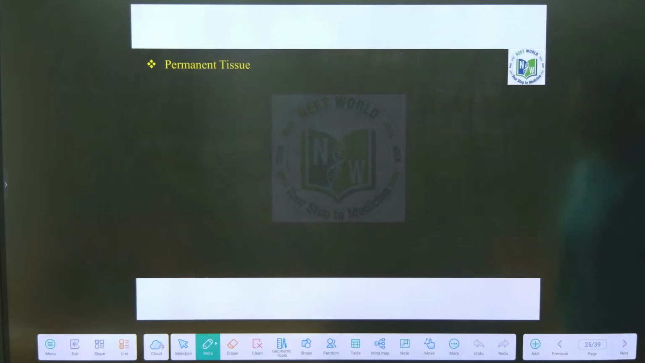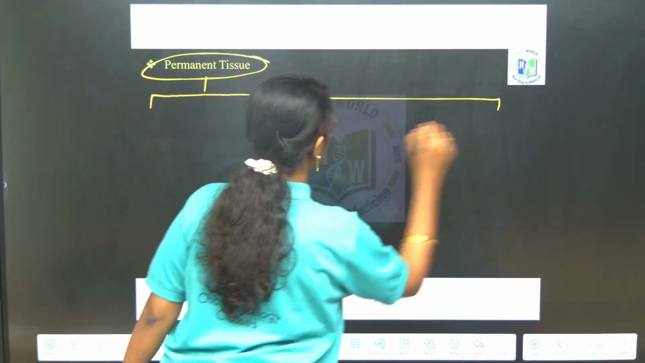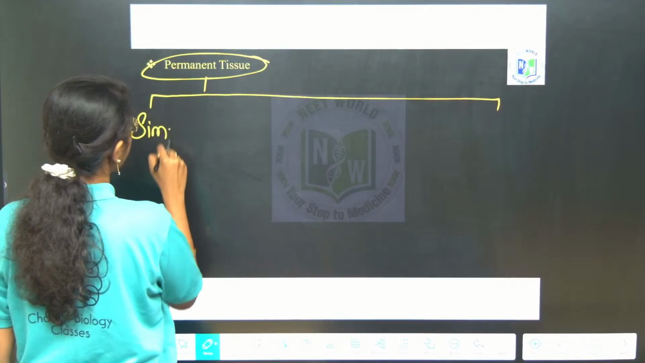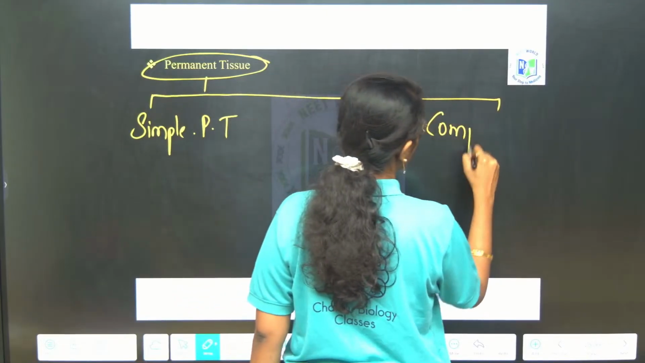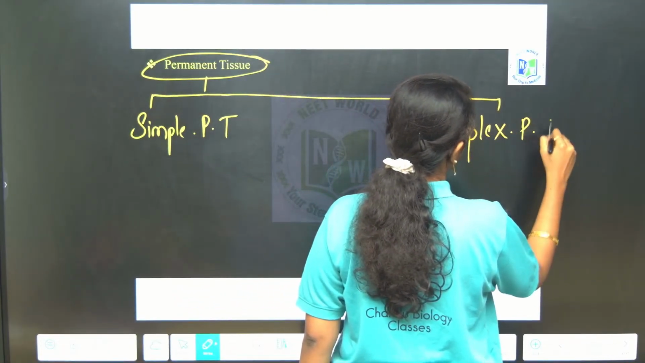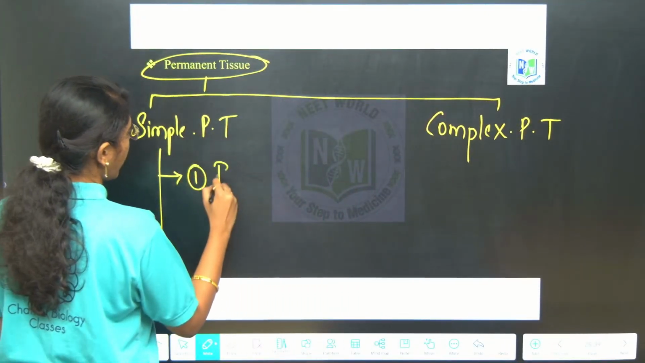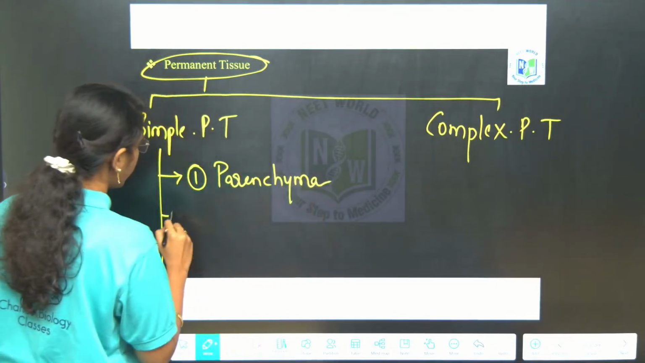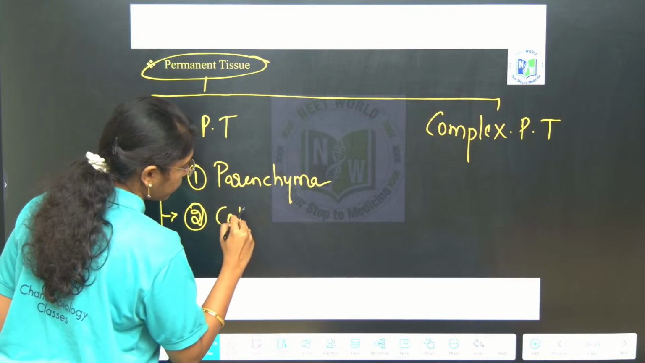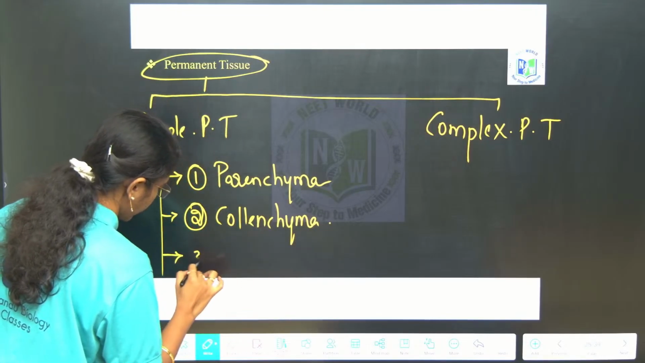Now we will get into permanent tissues. Permanent tissues, as we have discussed, are of how many types? Simple permanent tissues and complex permanent tissues. Simple permanent tissues we have three types: parenchyma, collenchyma and sclerenchyma.